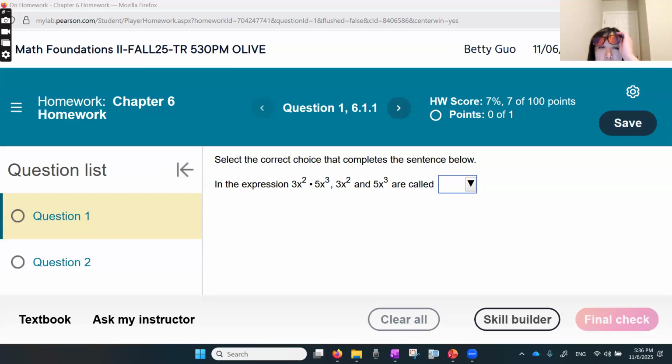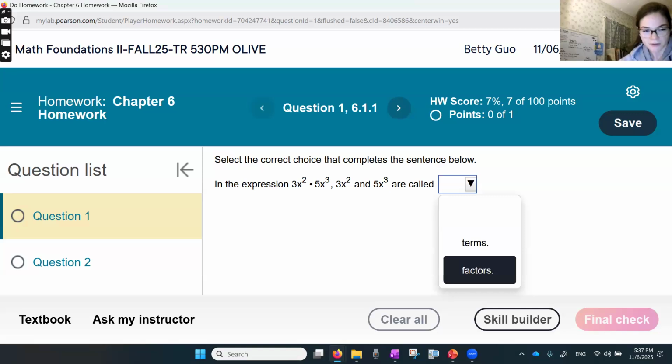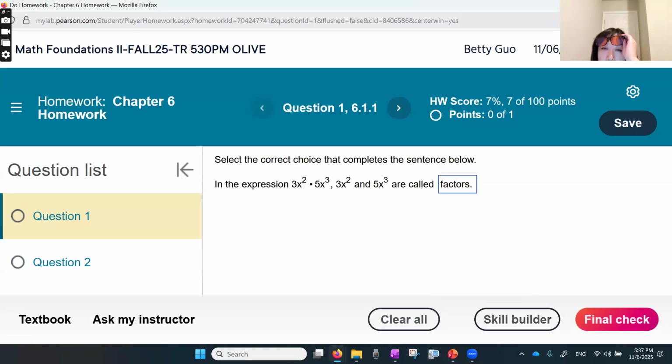In the expression 3x squared times 5x cubed, 3x squared and 5x cubed are called factors. They are the factors of this product, right? Yeah, factors of the product.